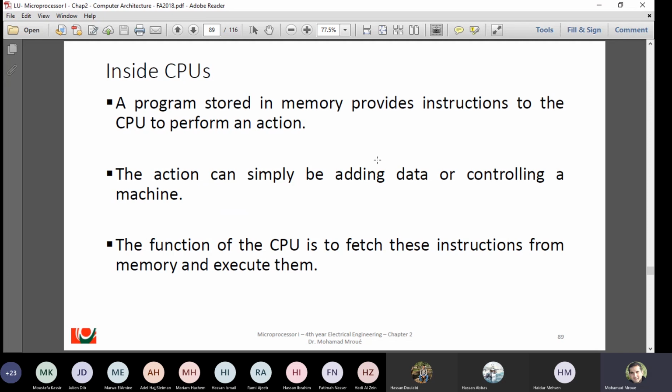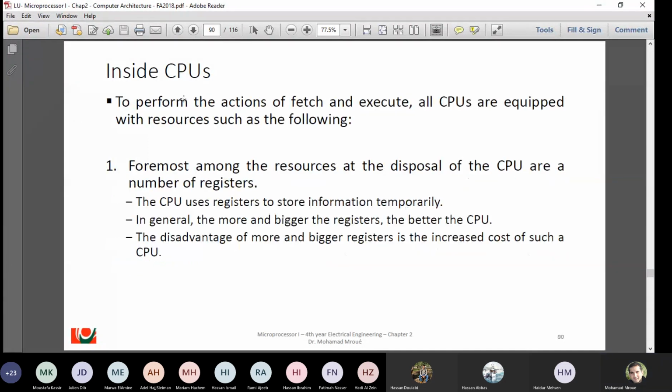Now, inside CPUs, a program stored in memory provides instructions to the CPU to perform an action. The action can simply be adding data or controlling a machine, for example. The function of fetch first: fetch means to read the instruction from memory and execute them one by one. To perform the action fetch and execute, all CPUs are equipped with resources such as the following.